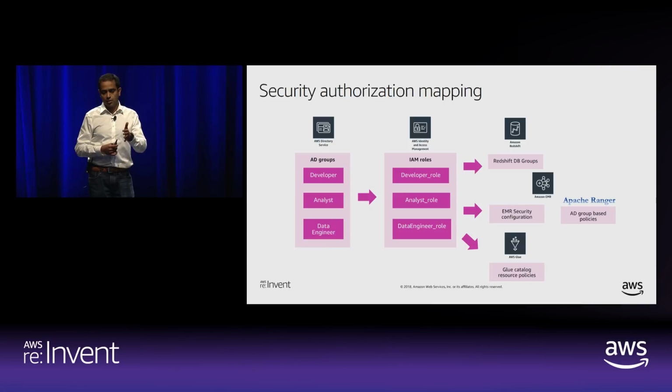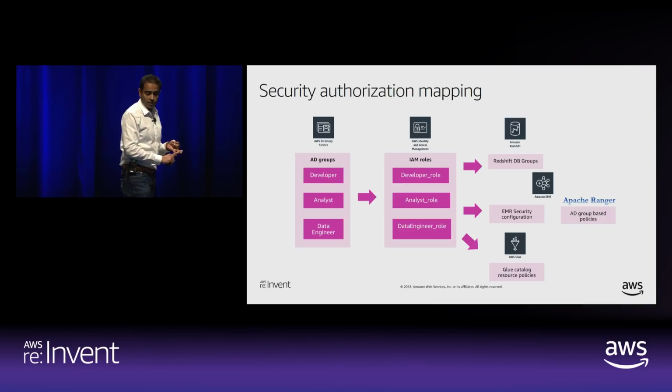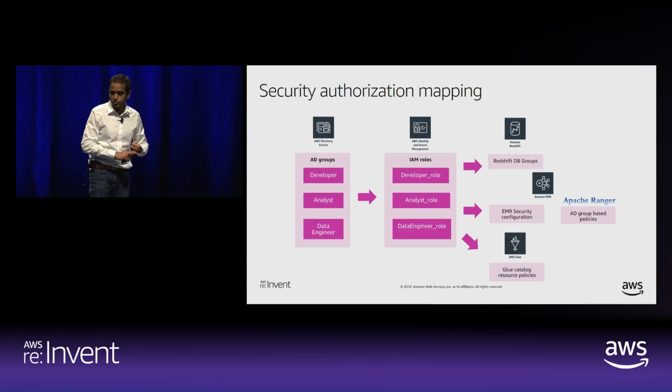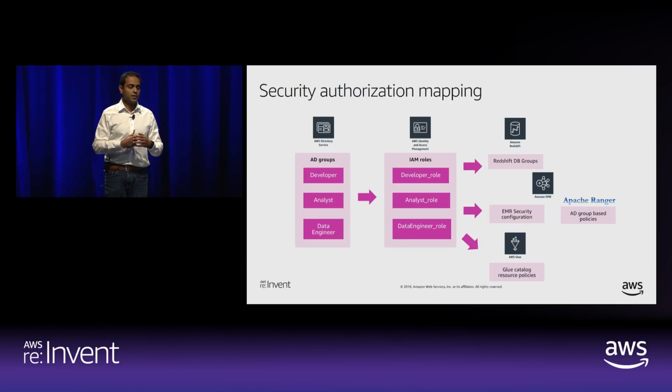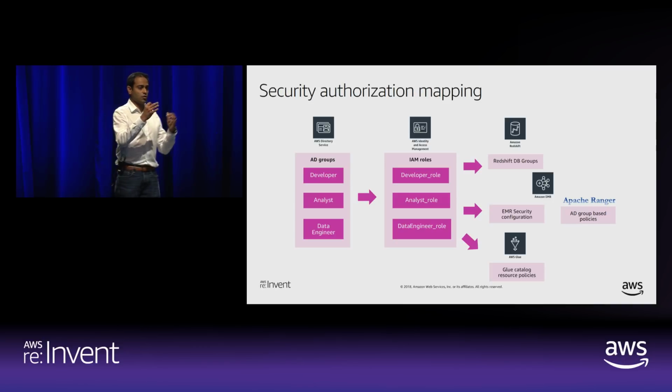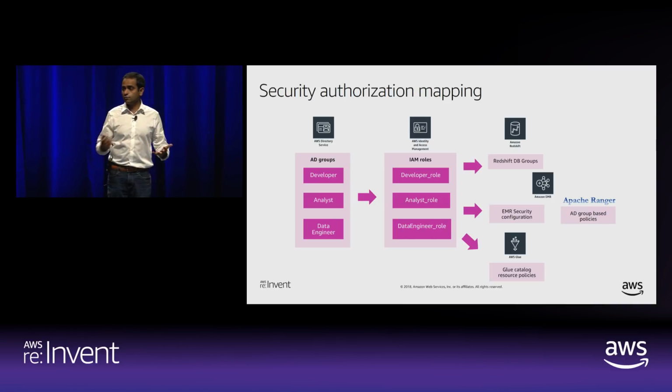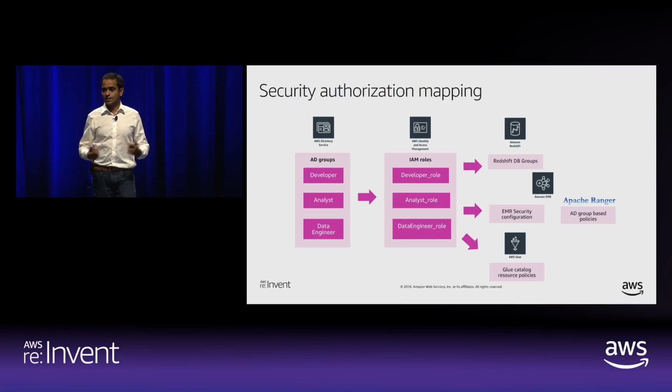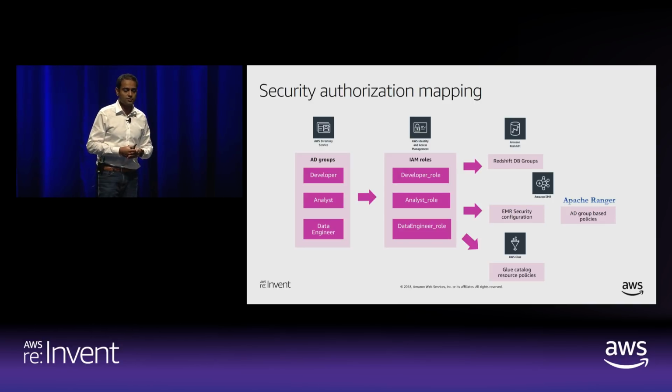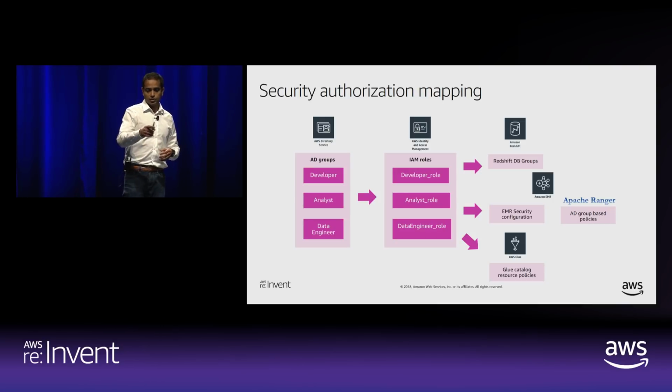At the EMR level, there are a couple of things you have to do based on storage-based or service-based security, so service authorization and storage authorization. The EMR security configuration can be used to do that. Think about this as access directly to S3 from an EMR cluster. By default, that access happens through a role that the EC2 instance has. But if you want to change that and make sure it is the role of the user that is mapped, you would enable that through security configuration. I'm going to show you an example of that.